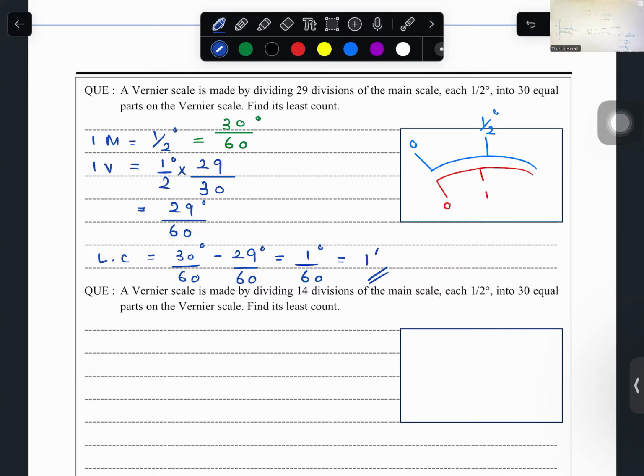Okay. So can you use the short method? Yeah. Least count equals the angle of one main scale division, half, divided by the number of vernier divisions, which is 30. So 1 over 2 into 30 means 60. 1 over 60 degrees. It's fine. Complete it.